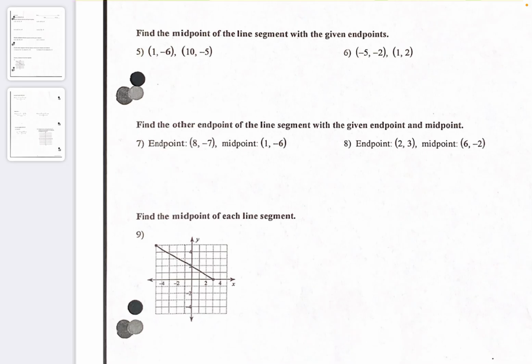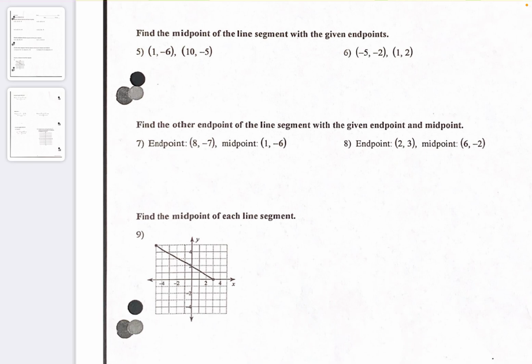Now, 7 and 8, we have to be really careful. Who did 7 and who did 8? Alina and Kenzie. You did 8, and then Kenzie, you did 7. I like how you guys did those problems. I like how you drew a little number line and then put your points in there. That's really how we should do it, okay?